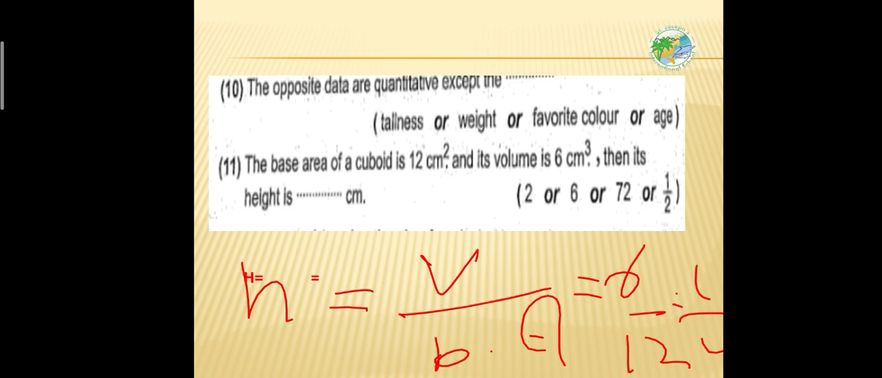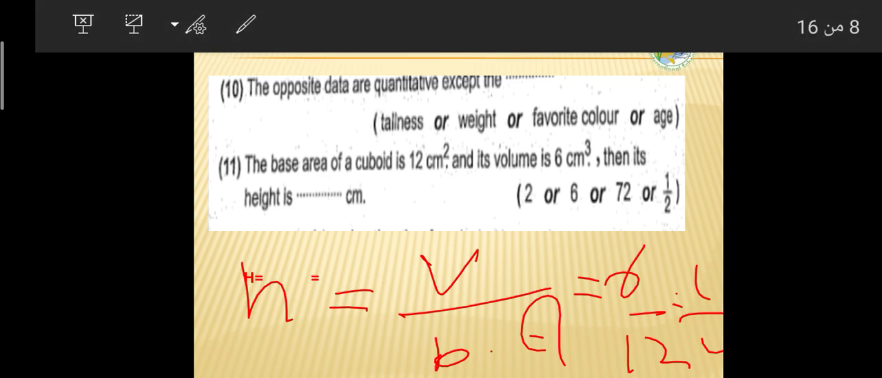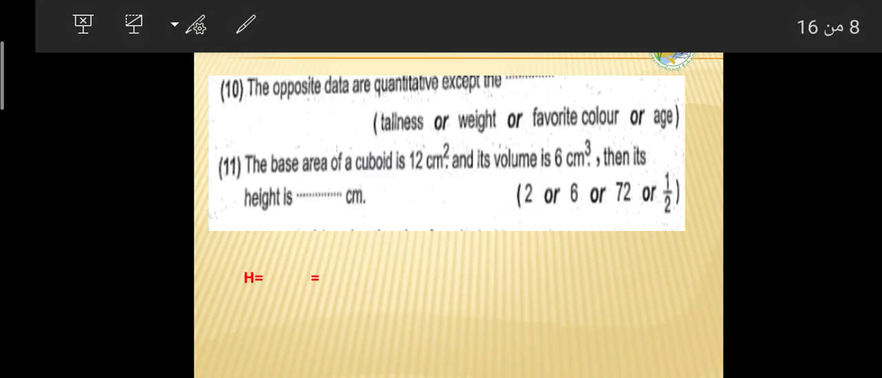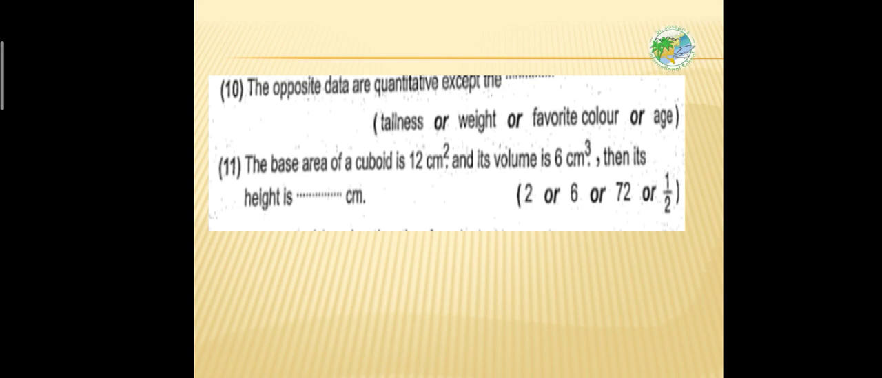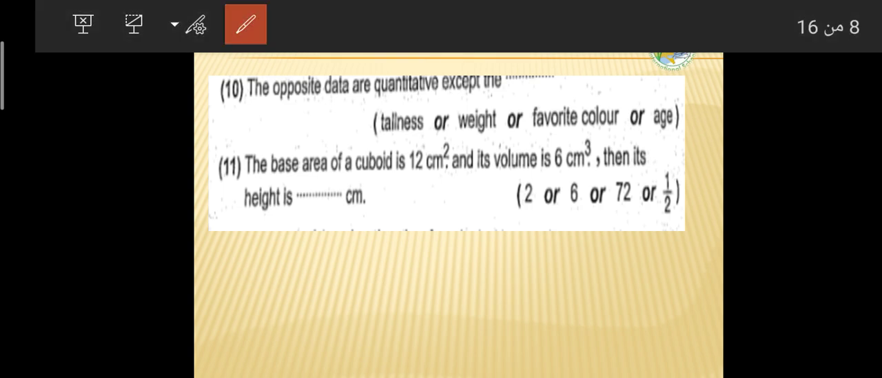The final answer of course equal 1 over 2. Okay, fine. The final answer is 1 over 2. 6 over 12, 1 over 2. Fine.